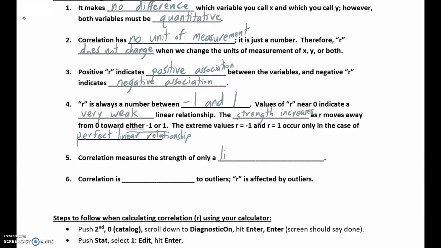Just kind of keeping that in mind. Correlation measures the strength of only a linear relationship. I already mentioned that. No curves. All right, so if your data curves, you probably should not be calculating correlation for it. So I'm just going to jot this off to the side. No curves. And then correlation, because it uses every data value, is not resistant to outliers, just like mean, standard deviation, all that good stuff. It is affected by outliers. It easily changes if there is an outlier.